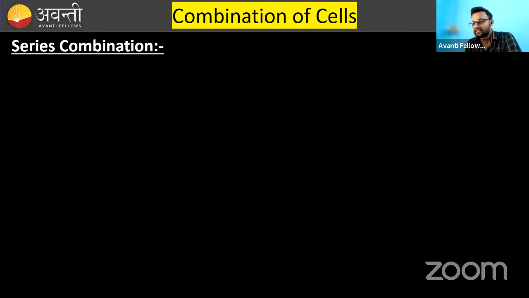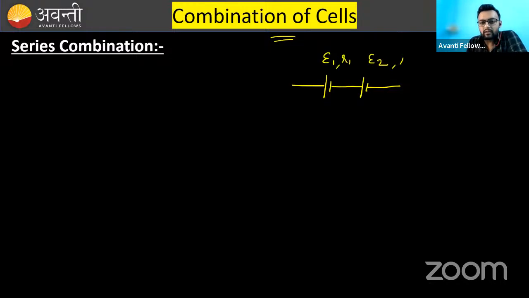Now we are going to discuss combination of cells. We will study two combinations, one is series and one is parallel. Identification is again very similar. What is the identification for series combination? Back-to-back connection without any junction. This is E1, this is E2, R1, R2, and these two cells are connected externally with the resistor R.